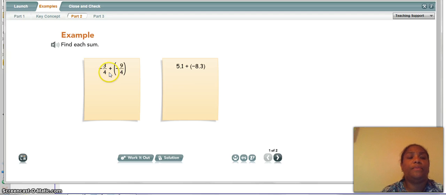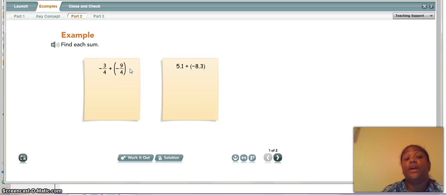So let's look at this problem first. We have two of the same fraction, the denominators. We have two of the same. So we already know the denominator is going to be 4. We don't have to change anything. But now let's look. What kind of problem do we have? We have an addition problem. We have the same sign, so we know it's going to be a negative. And we know the denominator is going to be 4. So all we have to do now is add the 2 up. 3 plus 9 is 12. So now it becomes 12 fourths.